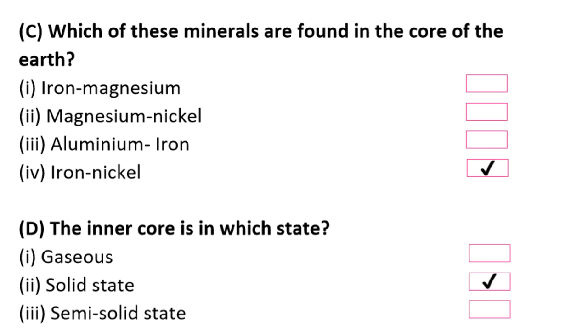C. Which of these minerals are found in the core of the earth? First, iron magnesium. Second, magnesium nickel. Third, aluminium iron. Fourth, iron nickel. The answer is iron nickel.